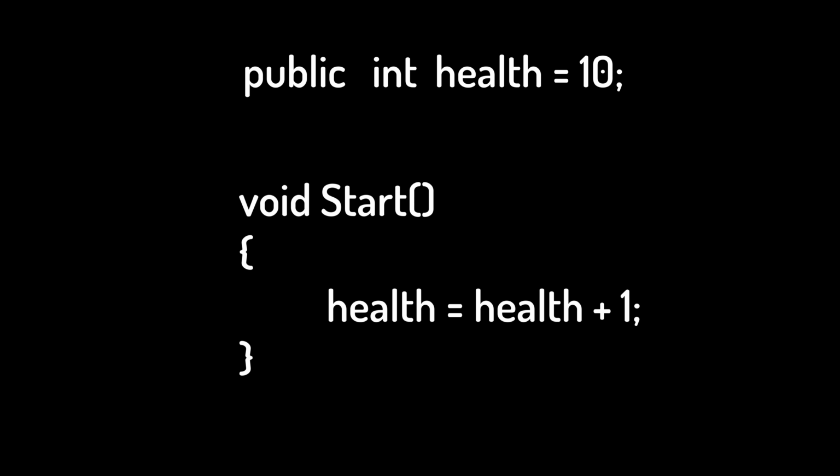Unity lets us edit a variable in the inspector. To do that, we mark it as public. However, currently this variable is unassigned. The variable has no value. We can assign a default value just by typing equal to and the value. We can also modify its value through code.